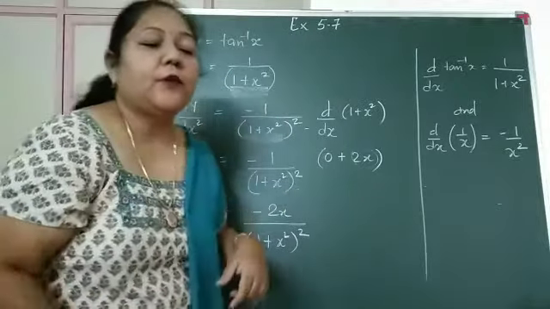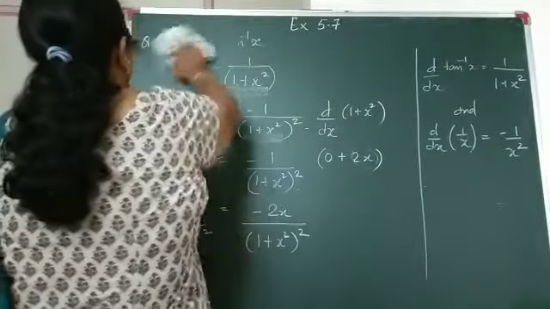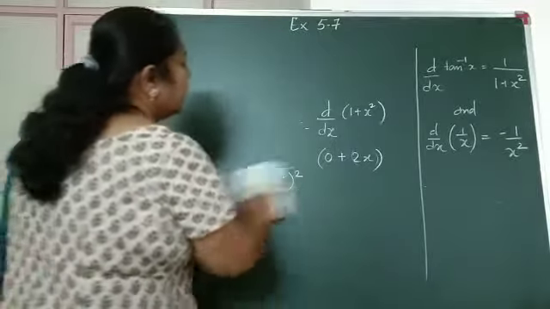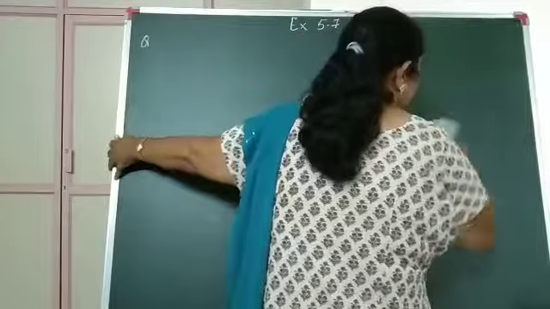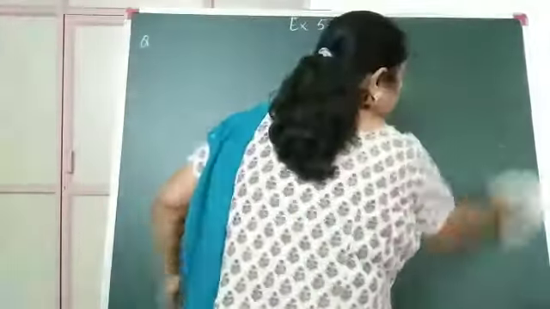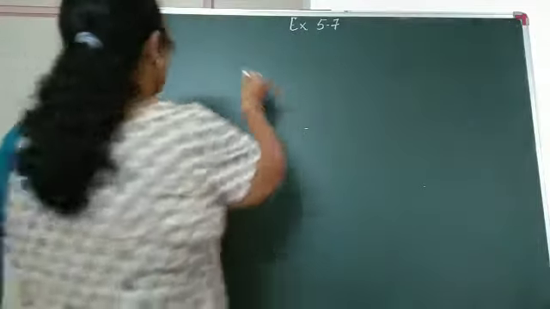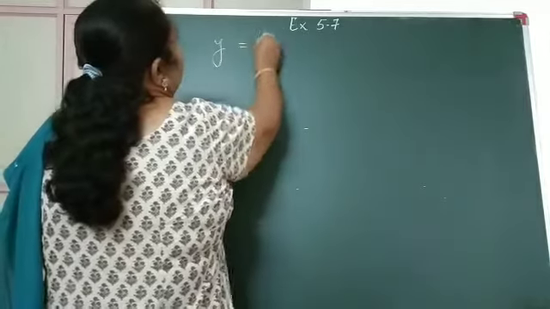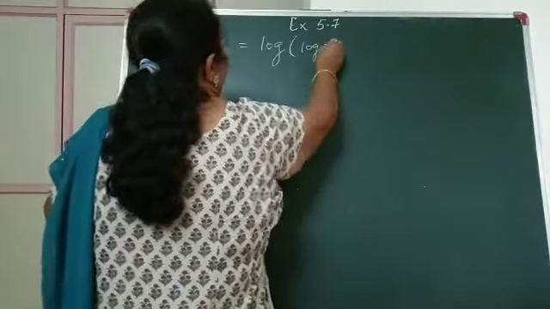Now, similar type, I go to my question number 9. Let us see question 9. Now, question 9 is similar to this only. It is to differentiate the 9th question we are going to deal with, that is log of log x. Question 9 is y is equal to log of log x.